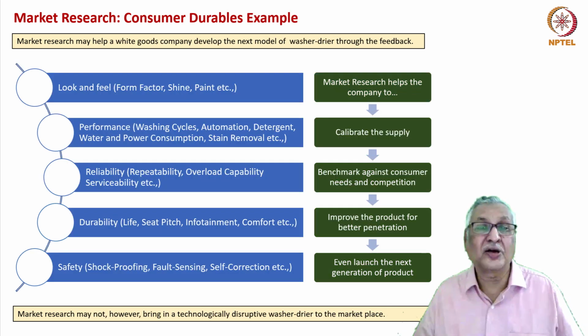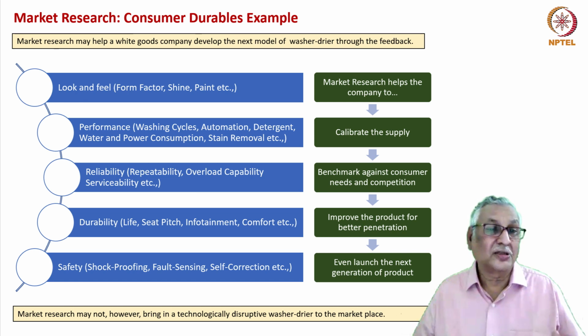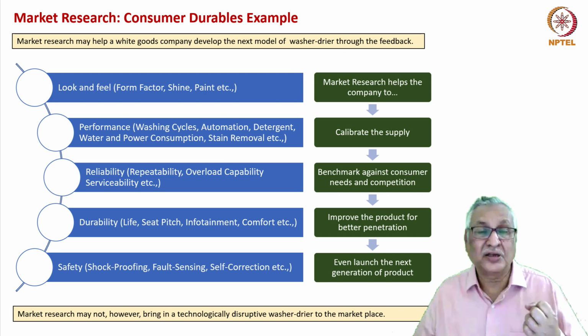Let's take the example of market research from consumer durables. So, what would you look up to in a washer dryer as an example? You look at the overall form factor, the feel of the machine. You look at the way it is painted and brought up, the way it is easy to hold in terms of the door and so on.